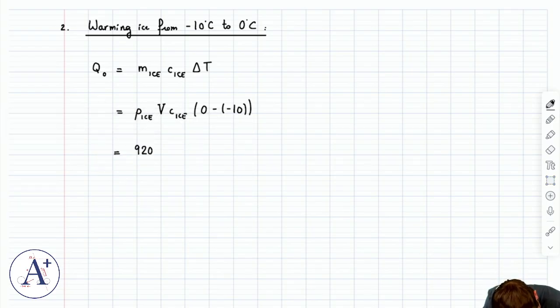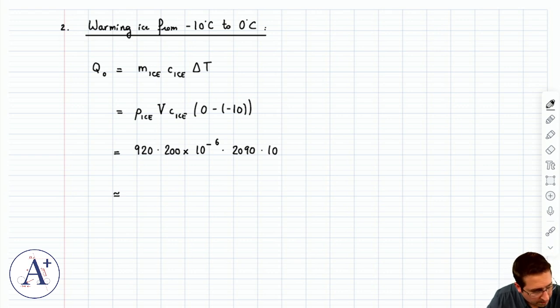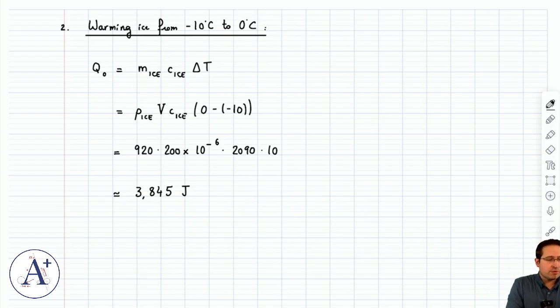920 times 210 to negative 6 times 2090 times 10. That's approximately 3,845 joules. Now that is simply to take the ice cube and to warm it to 0. I have not melted any of the ice into liquid water yet. So then I'm going to have to account for that.